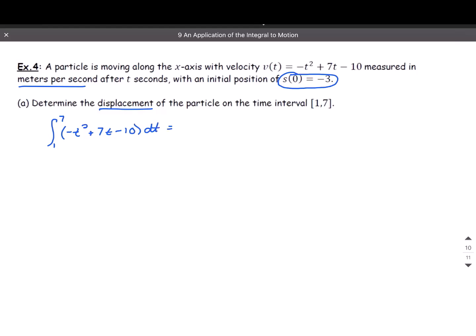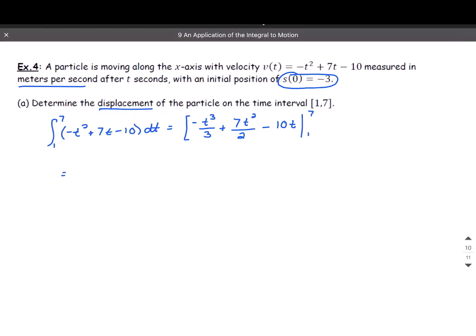Now this one is not a calculator question, so we have to take the antiderivative. So we keep the negative, add 1 to the exponent, divide by that new exponent 3, plus keep the 7, we have the t, add 1 to the exponent, so it's 2, divide by that new exponent 2, minus the antiderivative of 10, which is 10t, and we're going to evaluate from 1 to 7.